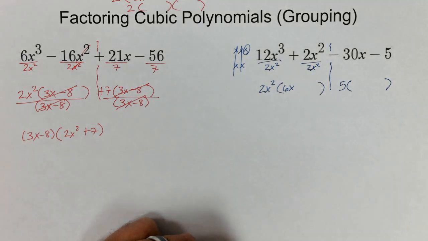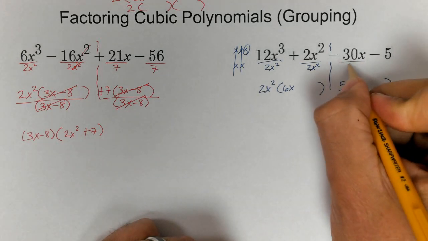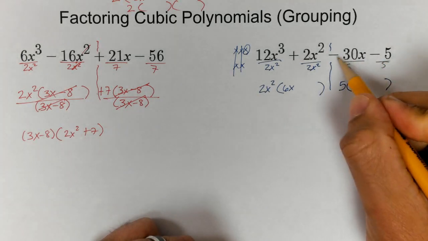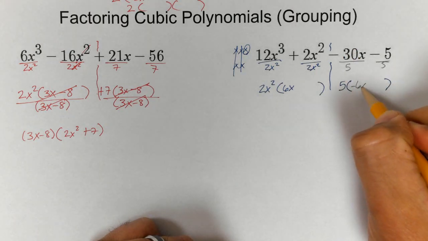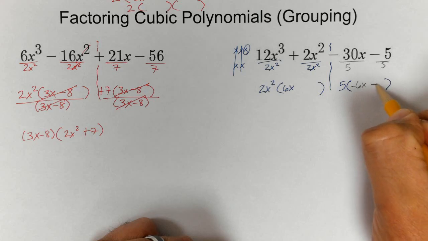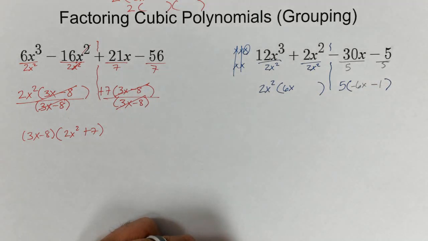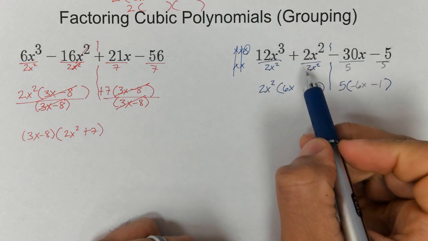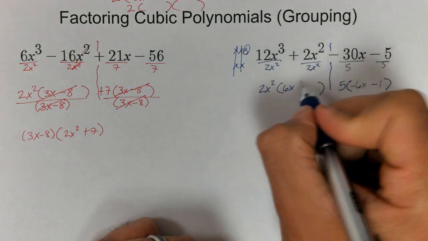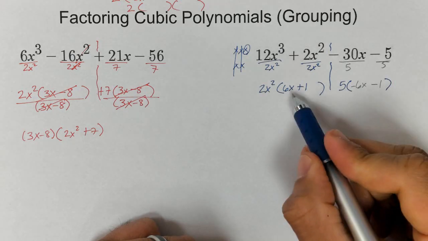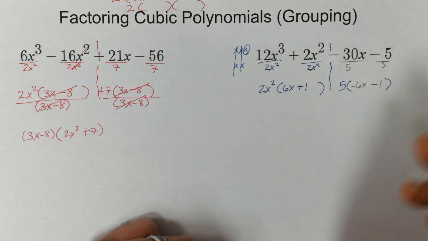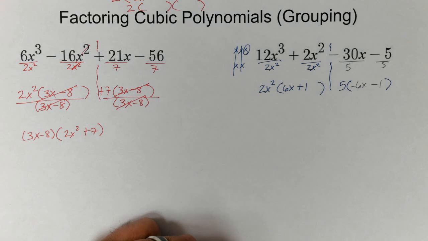Now notice how here, when I divide both by 5, I'm going to end up getting a negative 30 divided by 5 is negative 6x, and negative 5 divided by 5 is a negative 1. Over here, when I divided the 2 divided by 2 and x squared divided by x squared, I get a positive 1. But over here, I get negatives. So they're the same numbers in the parentheses, except that the signs are the opposite. So how do we address that? How do we fix that?